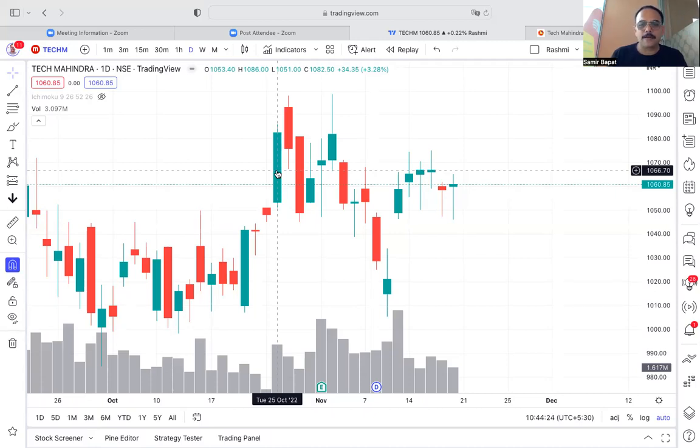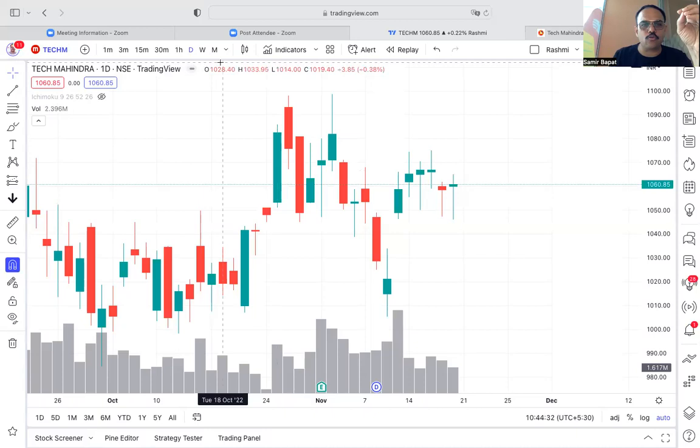1053.40, fantastic. Everyone write open value, it is written here. So those who missed, I'll just show here. See, this is the open O where my mouse is moving.